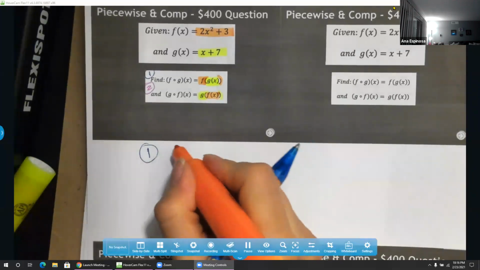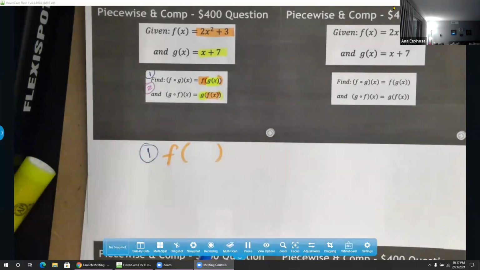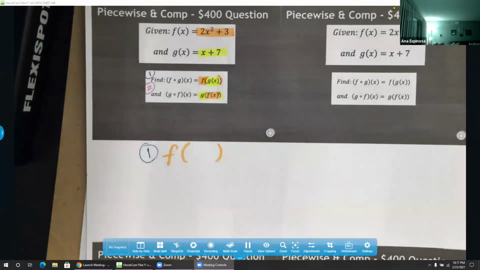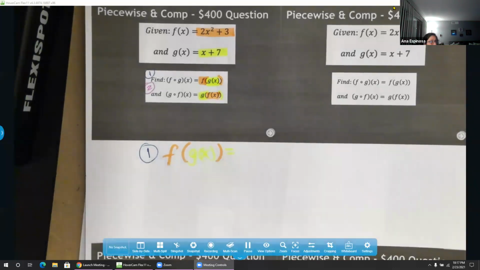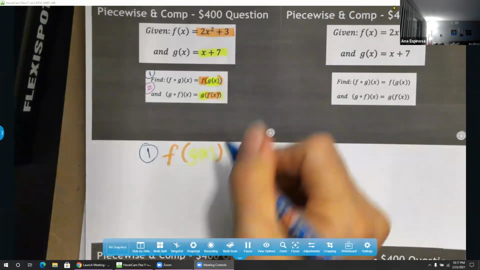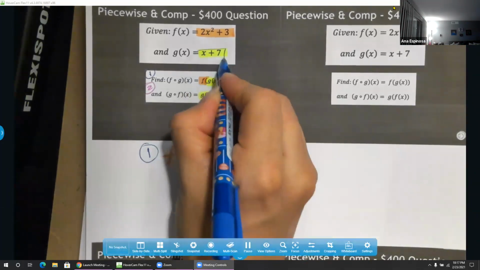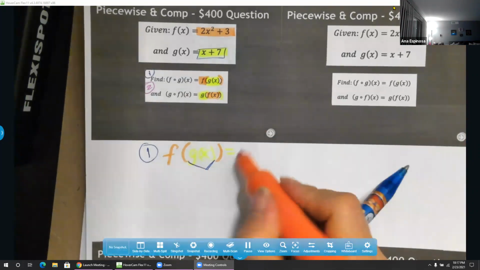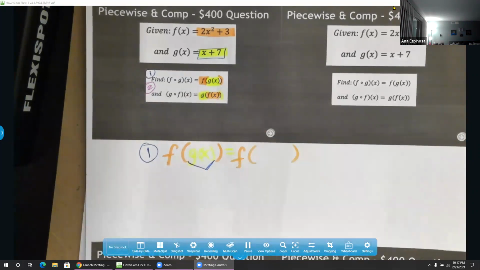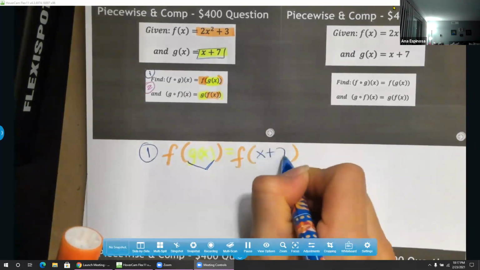I'm gonna have the highlighters. I know it's hard to see, but that is g of x, okay? So you're gonna take g of x, whatever that's equal to, and plug it in here. So that's gonna look like this. So the first step is always very easy for students.